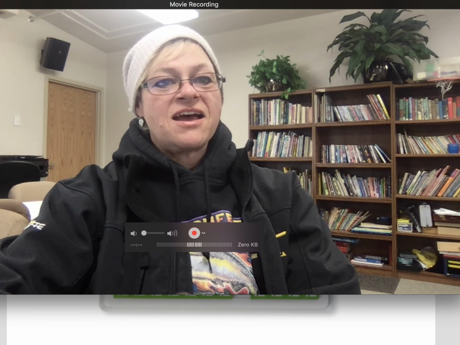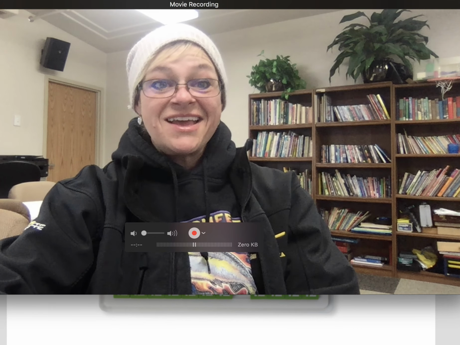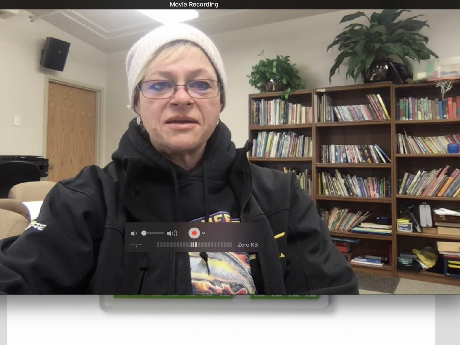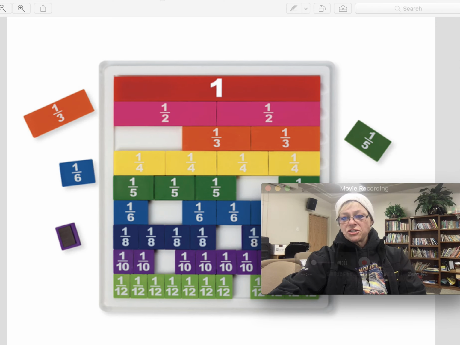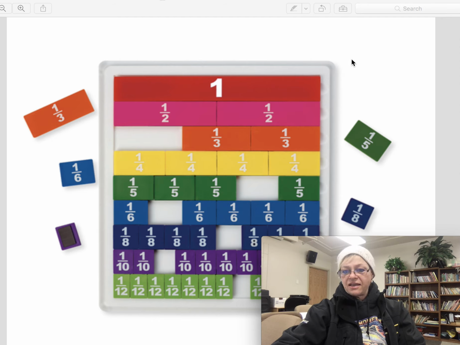Today we're going to talk about dividing fractions, and I'm so excited because I get to show you another really cool tool that helps us learn math. So when you see them, you're definitely going to recognize them. They're called fraction strips, and we have them in our classroom. They're in the math center.